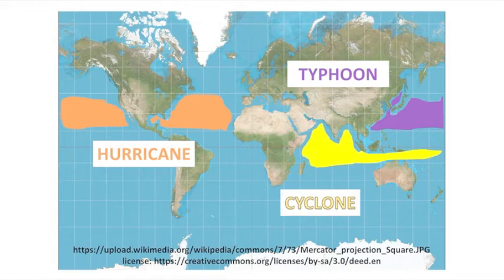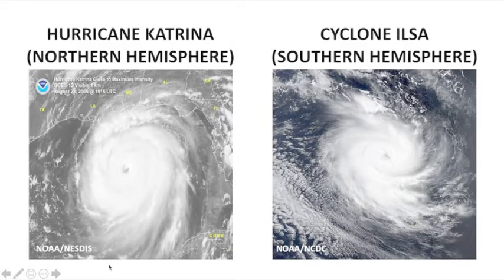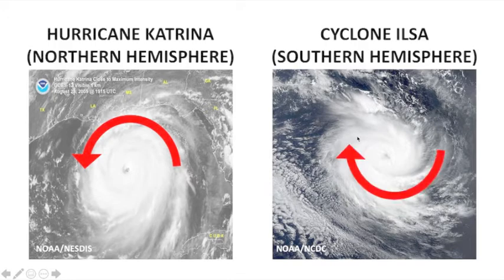Now, let's compare Hurricane Katrina, which hit here in the northern hemisphere on the Gulf Coast of the United States, with a tropical cyclone, Cyclone Ilsa, that hit here in the southern hemisphere near Australia. Now here we have views from space of Hurricane Katrina over here on the left and Cyclone Ilsa over here on the right. Now what do you notice about the direction the clouds swirl around them? For Katrina, the clouds swirl this way, counterclockwise. For Ilsa, though, you can see that the clouds swirl the other way.